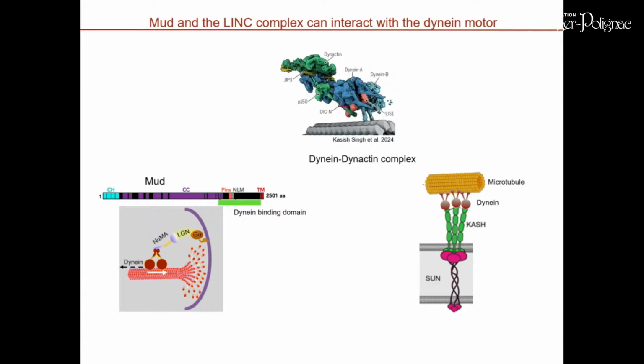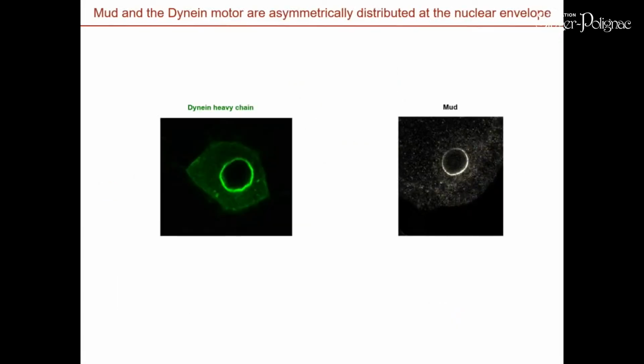We focused on microtubule associated motors, and in particular the dynein motor, since dynein was known to have the capacity to interact both with Mud-NuMA and with the nesprins in other cellular contexts. Importantly, at the onset of the migration of the nucleus, the distribution of the dynein motor is asymmetric, like the distribution of Mud.